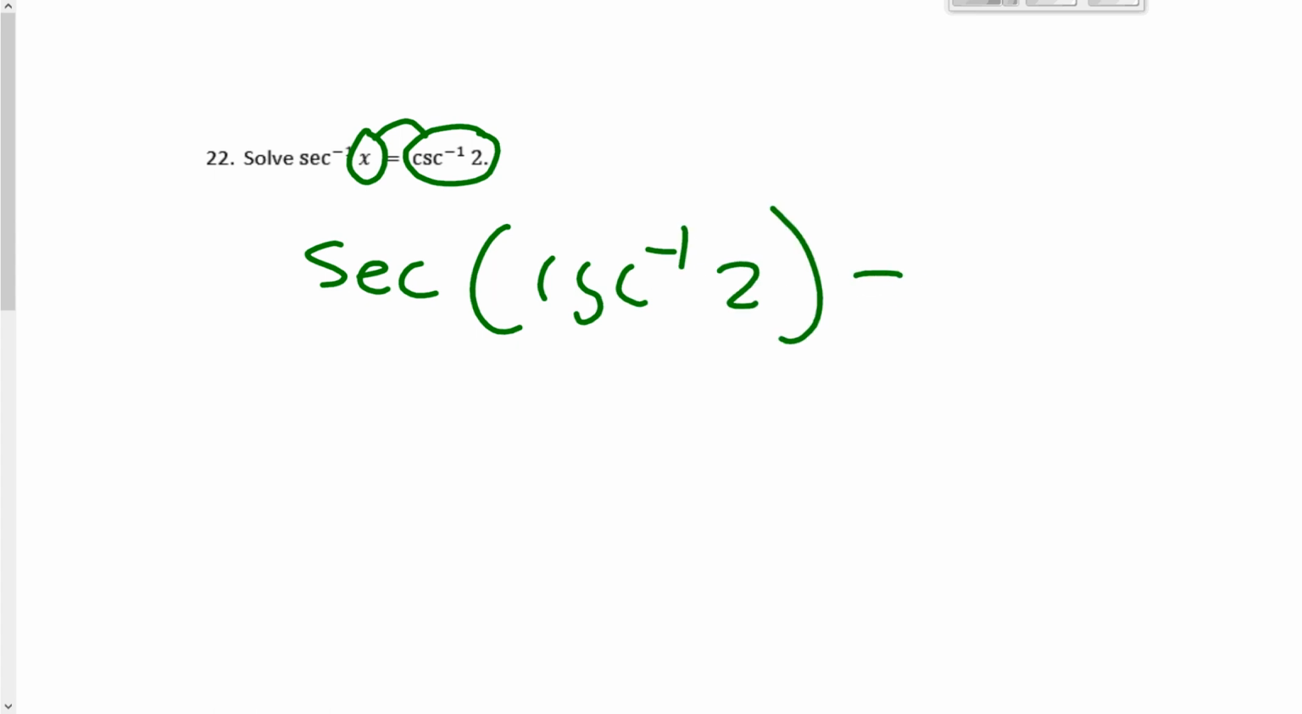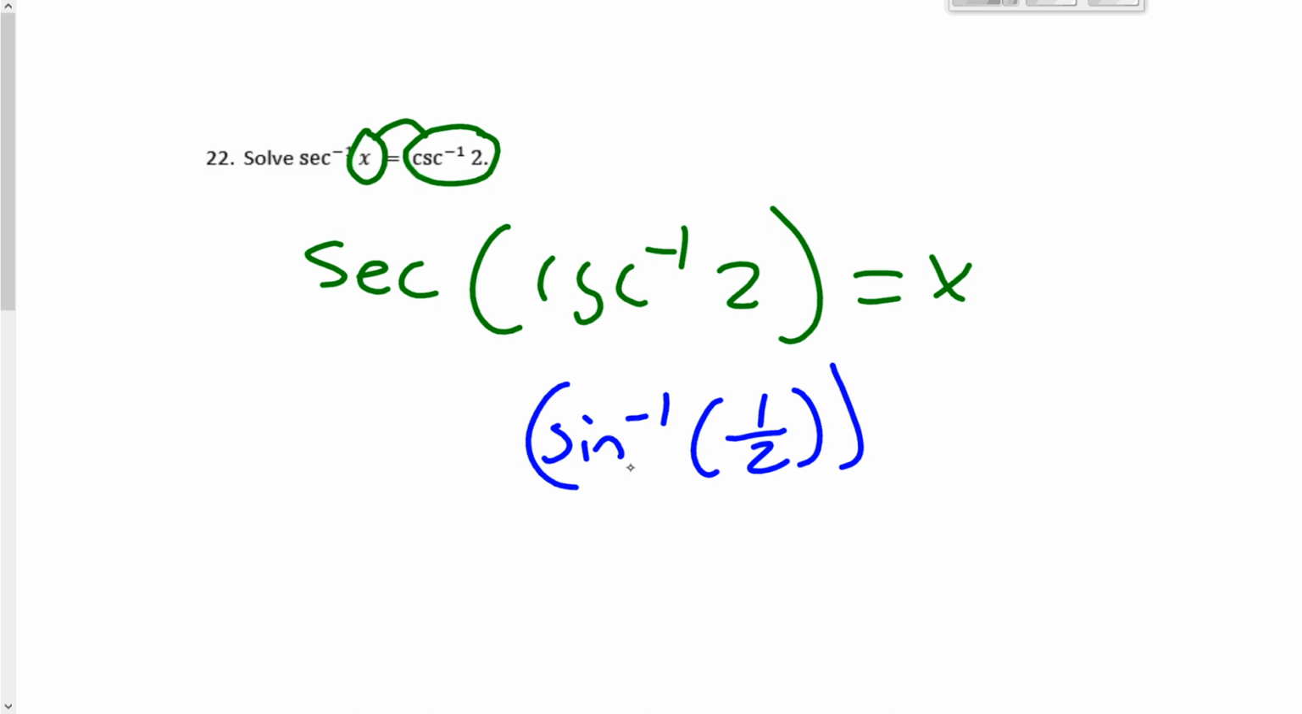And so here, inverse cosecant of 2 is taking sine inverse of 1/2. So this is asking what is the angle of sine that gives you 1/2, so that's 30 degrees. And now I'm taking secant of that. And what is secant of 30 degrees?